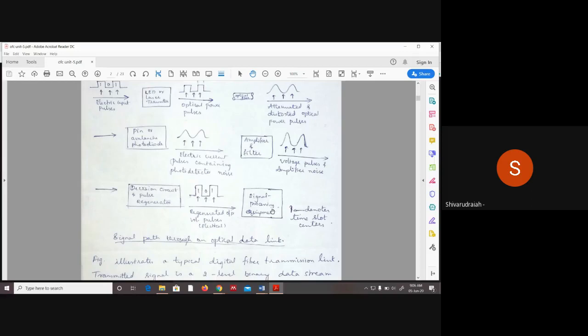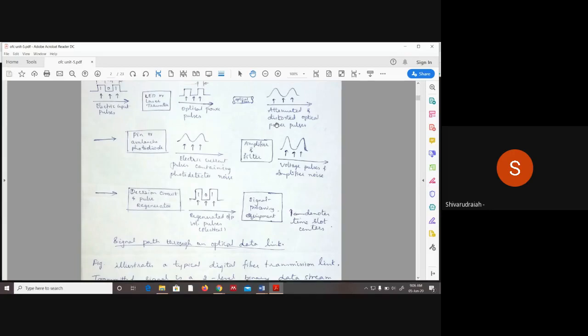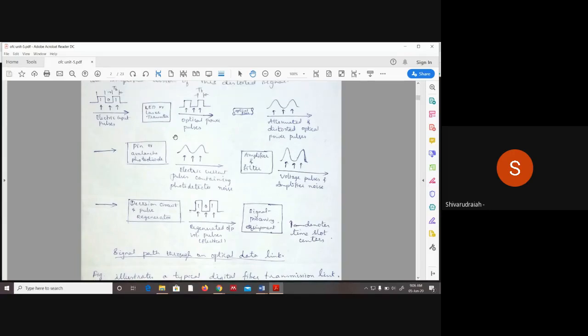Okay, so this is the flow or the signal path which one can understand through an optical data link. So starting from the electrical input to regenerated output voltage pulses. Okay, so here in the receiver section, we will be concentrating more on these four blocks: pin or avalanche photodiode block, amplifier and filter block, decision circuit and pulse regenerator. And signal processing equipment is just used to process the received information signal.